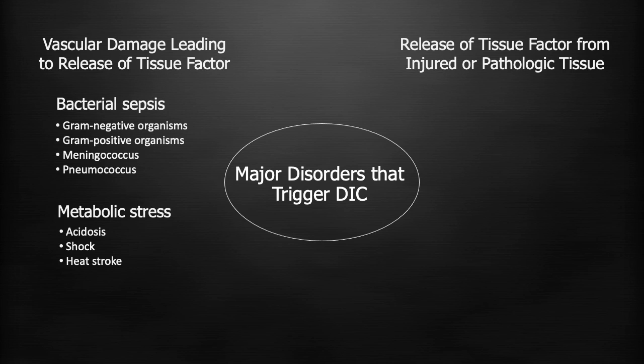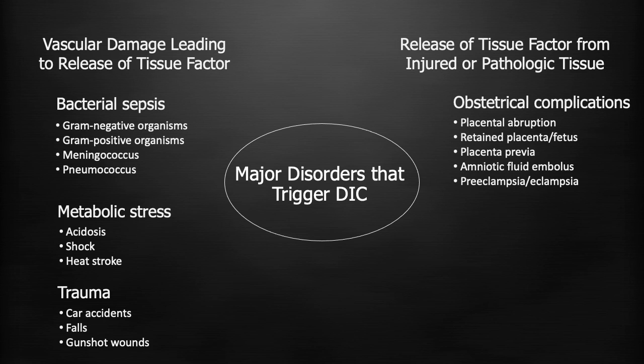Trauma can cause DIC by releasing tissue factors that activate the coagulation cascade. DIC is a common complication of major trauma such as car accidents, falls, and gunshot wounds. In obstetrical patients, DIC is induced by release of fetal cells or fluid into the maternal circulation, for example, in placental abruption, retained placenta or fetus, amniotic fluid embolus, and others. Obstetrical DIC usually resolves promptly with surgical correction of the problem.